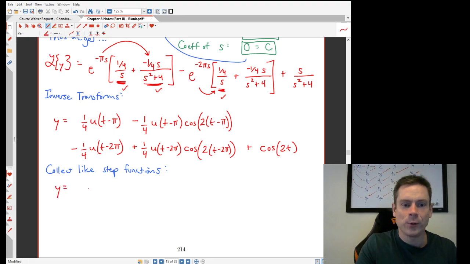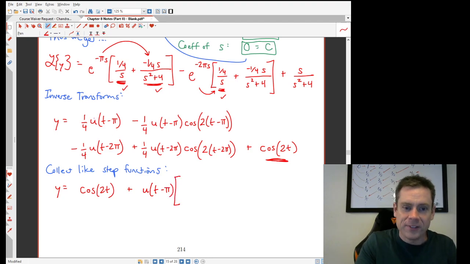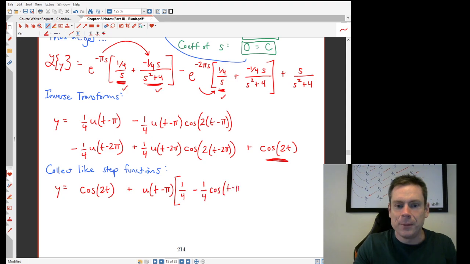And we get y equals, and then if I write u of t minus pi, you know what? Maybe I will write even the thing that was without any step function first, because that represents the behavior that's in play right from the start. So we have cos of 2t, and then at t equals pi, this behavior turns on. 1/4, and then minus 1/4 cos of t minus pi.